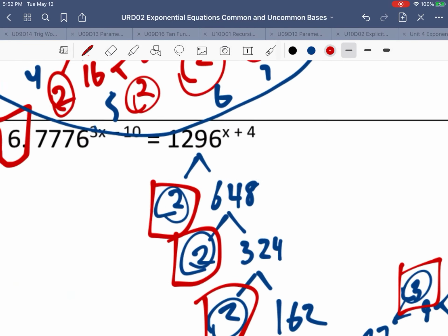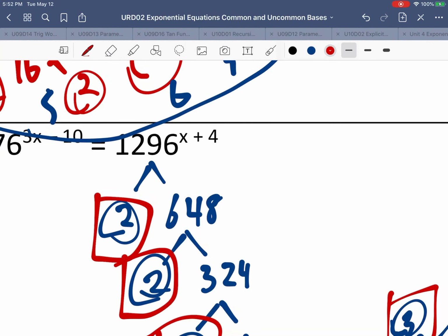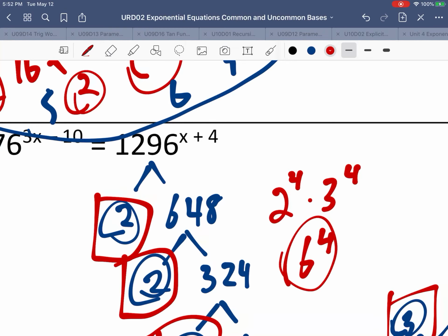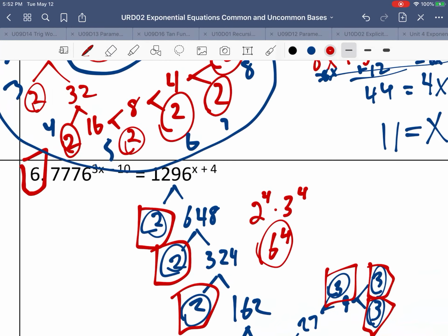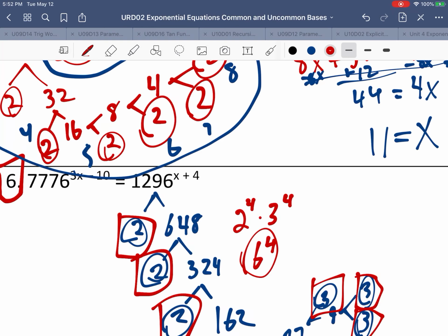So what that means is I can rewrite 1296 as 2 to the 4th times 3 to the 4th, which is the same thing as saying 6 to the 4th. So what that really means is that for this problem, the common base is probably 6. So if we take this problem, I'm going to break down 7776 by 6's. Maybe I'll get there much faster this time, because I won't have to do this twice. So I'm just going to divide by 6.